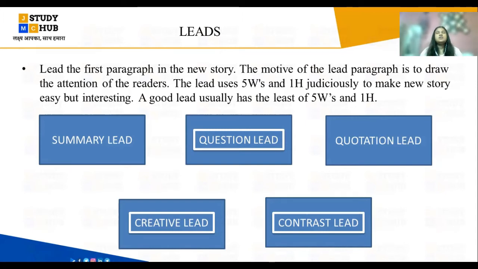A creative lead is usually used in feature stories or soft stories that have some creative or unique information in the first paragraph. And the next is the contrast lead. A contrast lead has contrast information, a heavy-low feeling that you get while reading the first paragraph of the lead. So these are the different types of leads through which you can start off your story: the summary lead, the question lead, the quotation lead, the creative lead, and the contrast lead.